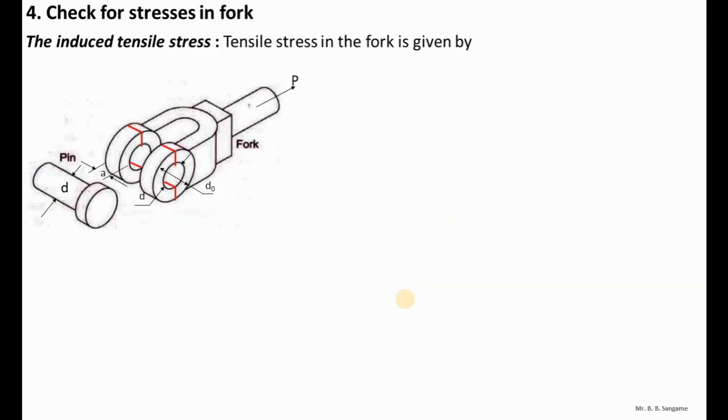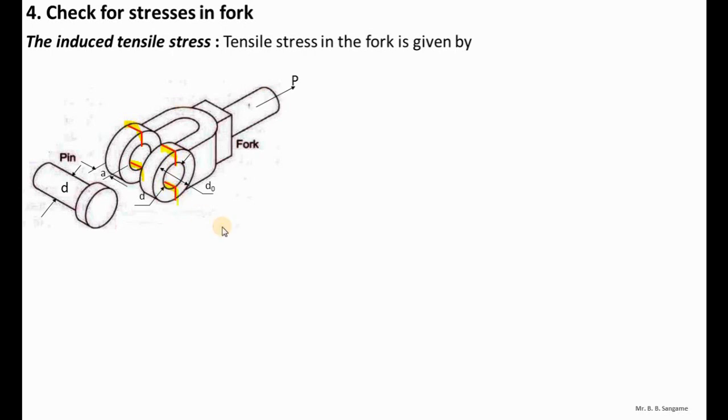Next, let us check for the induced stresses in the fork. For the fork, let us discuss the induced tensile stress. As we have seen, after the application of force P, there is a possibility of failure of the fork here. Let me highlight this. At this cross section of the fork, there is a possibility of failure.